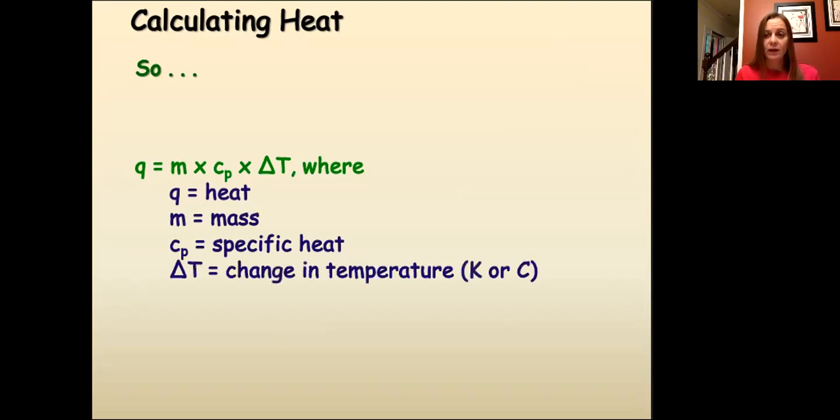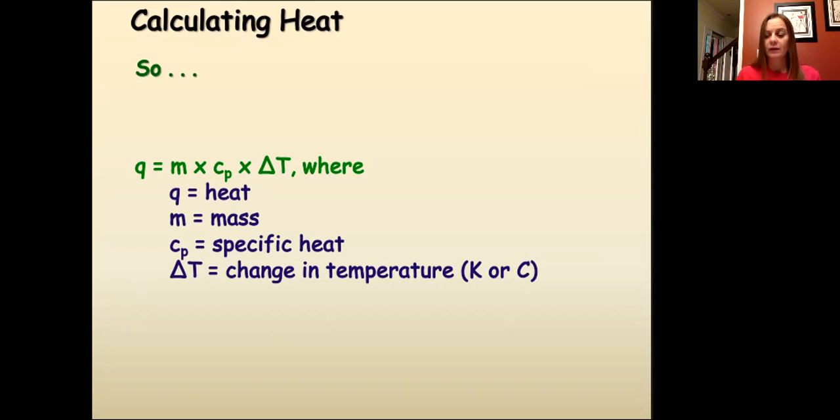This change in temperature can be in Kelvin or it can be in Celsius, because the change is the same whether it's in Kelvin or Celsius, because the only difference between the Kelvin scale and the Celsius scale is where 0 is. So when we think about delta T, we're always going to use delta T as final temperature minus initial temperature. And so whether we start in Kelvin or Celsius, that difference is going to be the same. So this is the equation that we can use to calculate the amount of heat transferred when there is a change in temperature of a material.